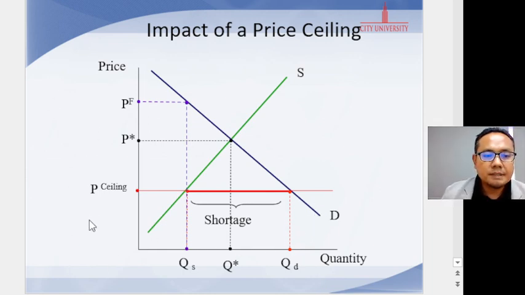From this graph, you can see that when the government enforces a price ceiling, the producer does not necessarily have to put their price up to the ceiling price.